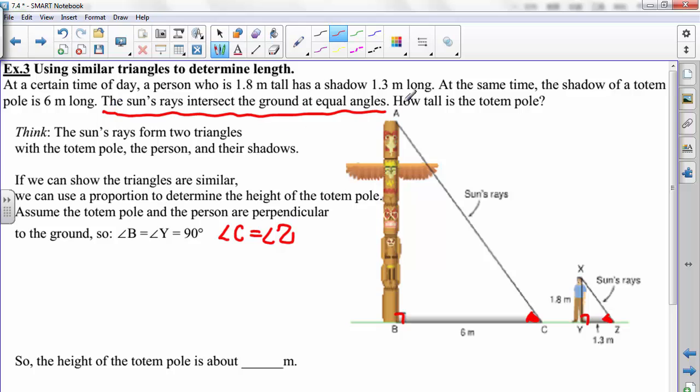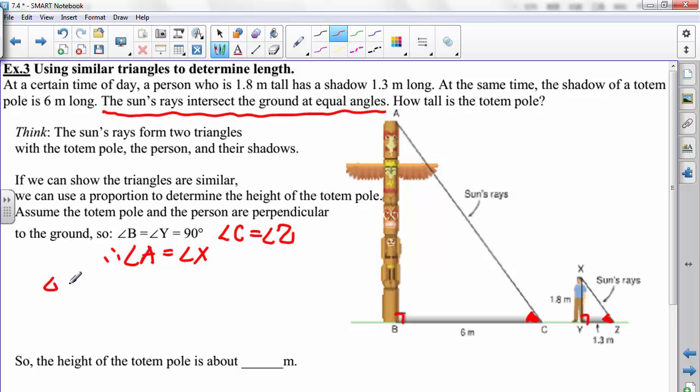And as we just analyzed from the condition, angle C and angle Z are two angles formed by the sun rays and the ground, and these two angles are equal. So angle B equals angle Y, angle C equals angle Z. If I take away these two angles from 180 degrees, the third angles must be equal in these two triangles as well. So angle A must be equal to angle X. So far, we found that the corresponding angles are equal.